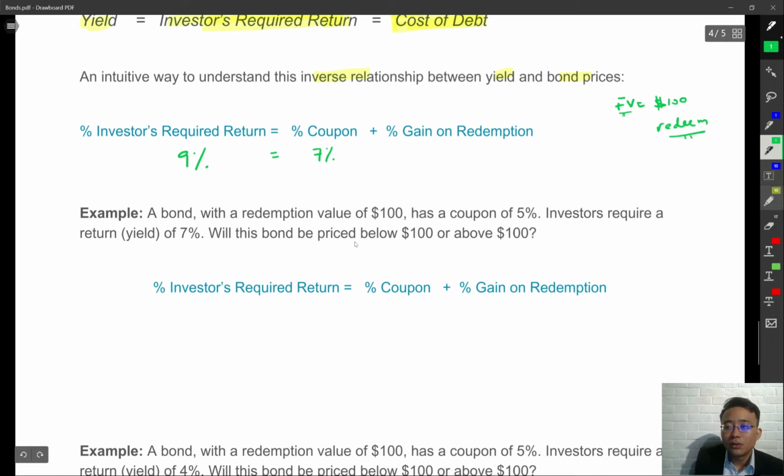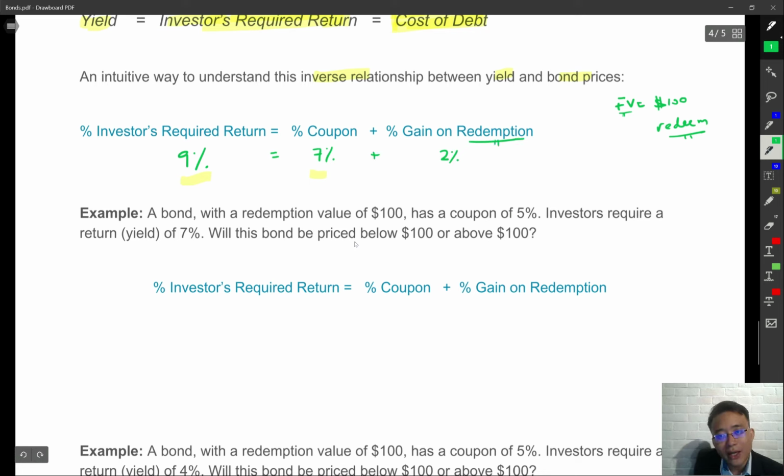So people, let's go back to this equation. I require 9%. My coupon is only 7. Do I have what I require? No. Which means I have to look for the extra 2% somewhere else. Where else can I get an extra 2% on the bond? It is only on the redemption.